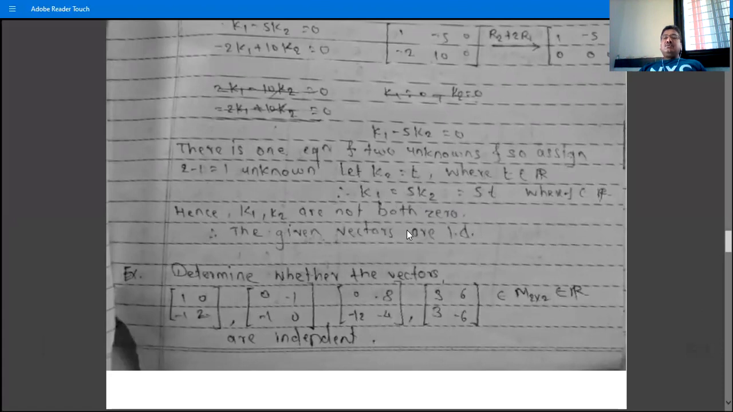So there are two types of examples: the set is linearly dependent, or the set is linearly independent. If all scalars are equal to 0, then the set is linearly independent, and if at least one of them is not equal to 0, then the set is linearly dependent. So we will see the remaining examples of linearly dependent and linearly independent vectors in the next lecture.